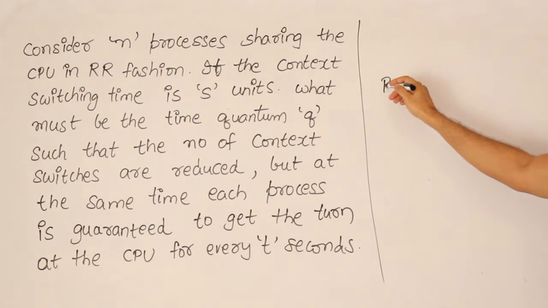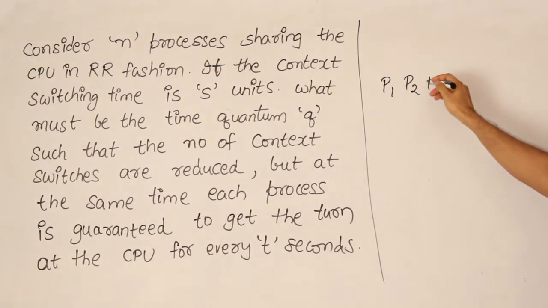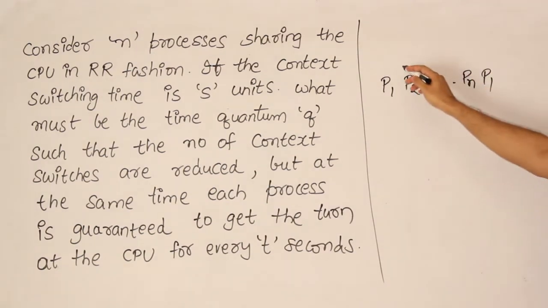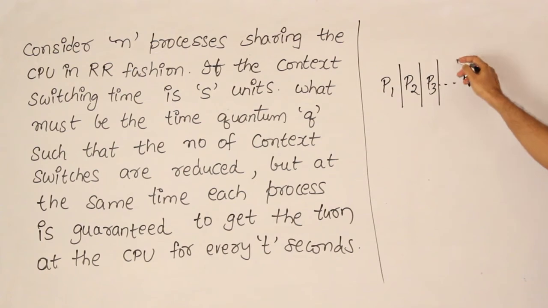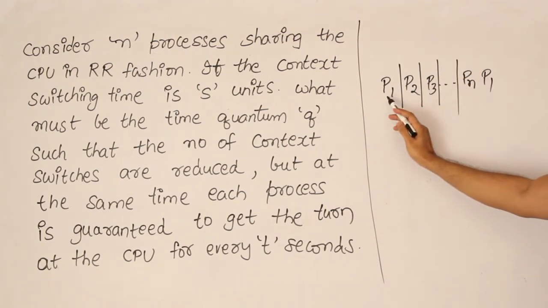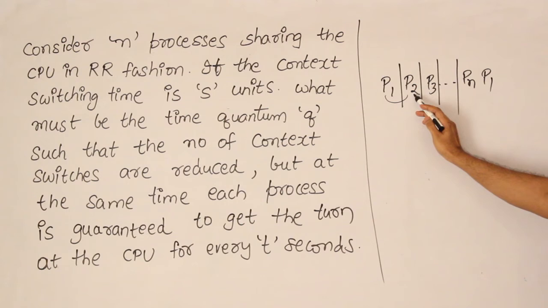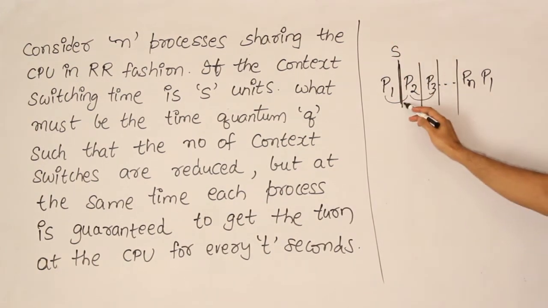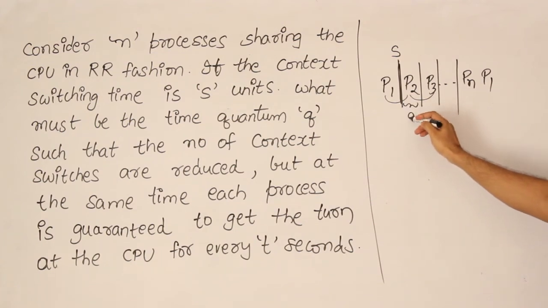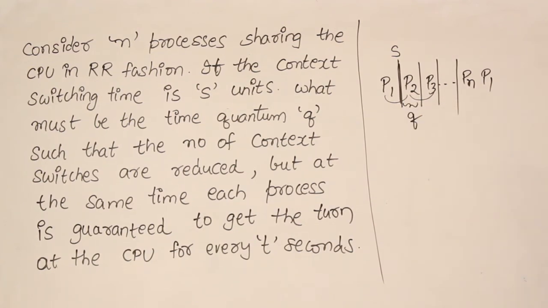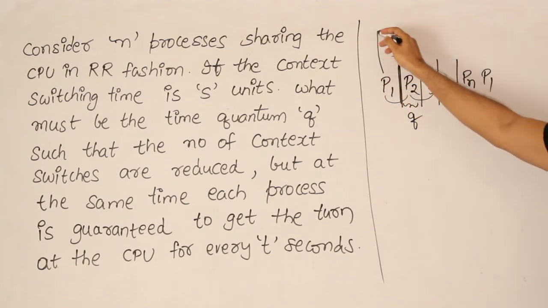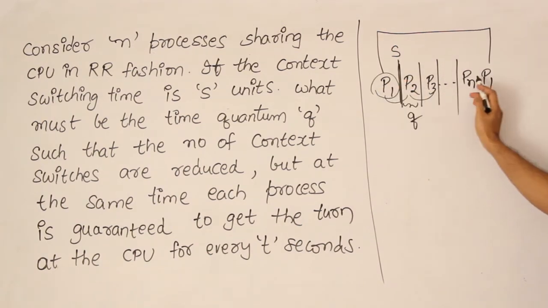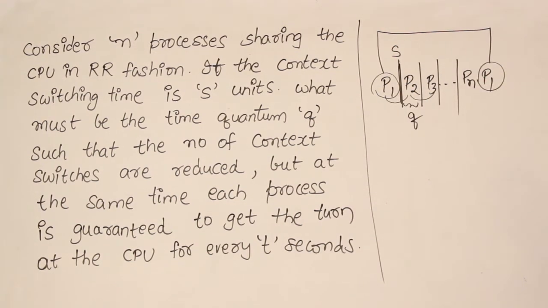If you have n processes and you are scheduling them like p1, p2, p3, and so on up to pn, and again p1, then between every two processes there is a time called the context switching time. Why? Because you have to change the context from p1 to p2, from p2 to the next one. This time is s seconds, and each process runs for the quantum time q. Every process is executed again next time, and that is what they are saying.